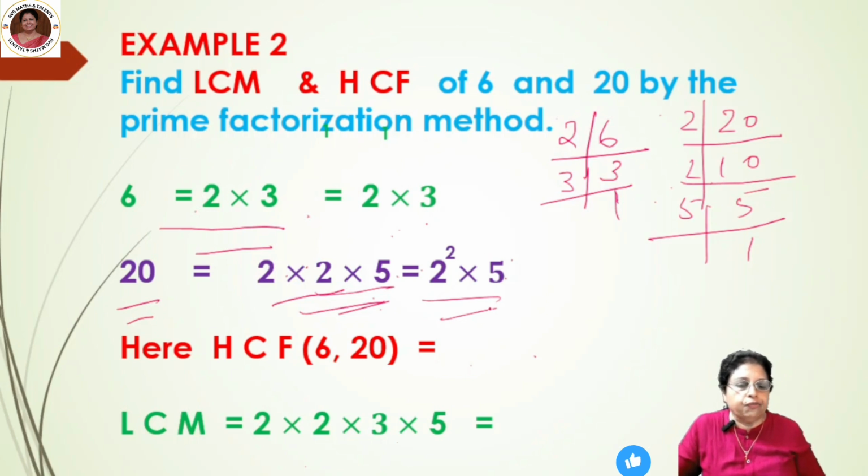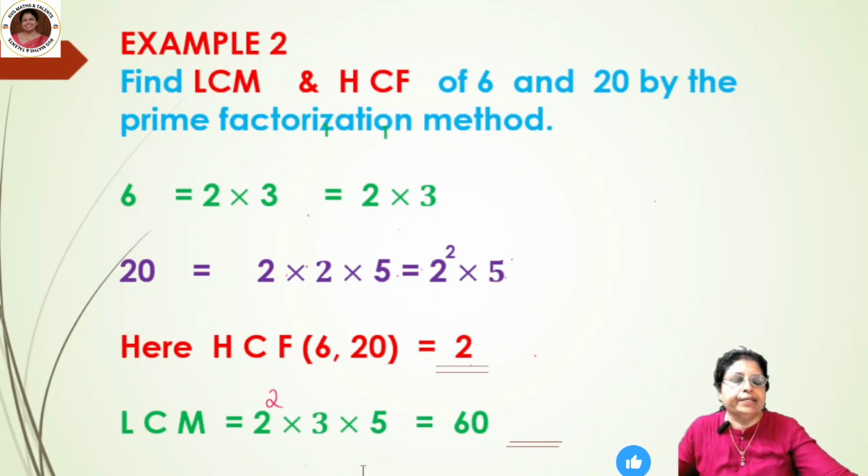Then what is HCF? For HCF, we are finding the common factors only. Here the common factor is 2. 2 is here, 2 is here. So 2 is a common factor. Then 3 is here, but 3 is not here. What about 5? 5 is here, but 5 is not here. So 2 is the only common factor here. HCF of 6 and 20 is 2. To find LCM, we consider all prime factors involved in this.